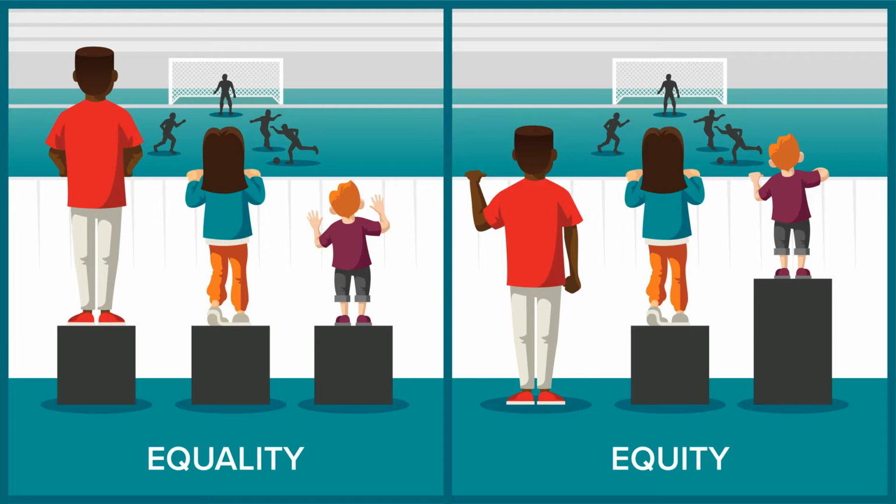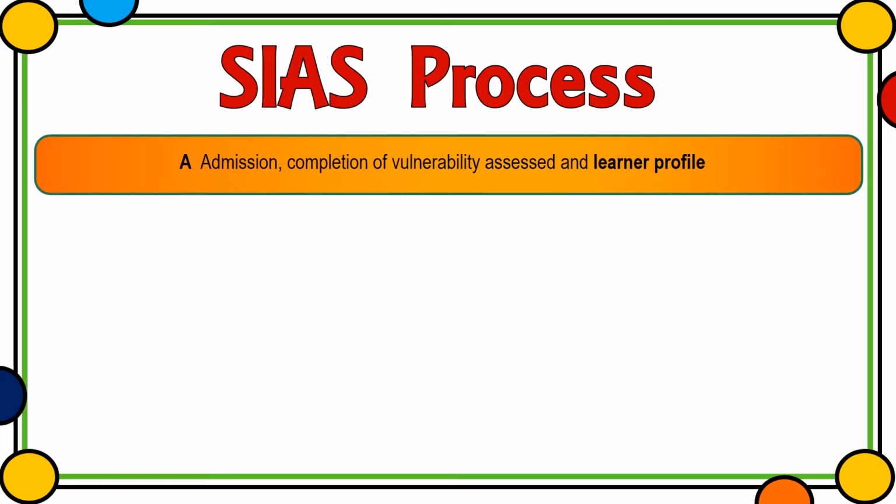As we know, each learner is a unique individual, and therefore he or she has their own unique individual needs. The concept behind the SIAS process is to support each learner to such an extent that he or she will achieve success within the learning process.